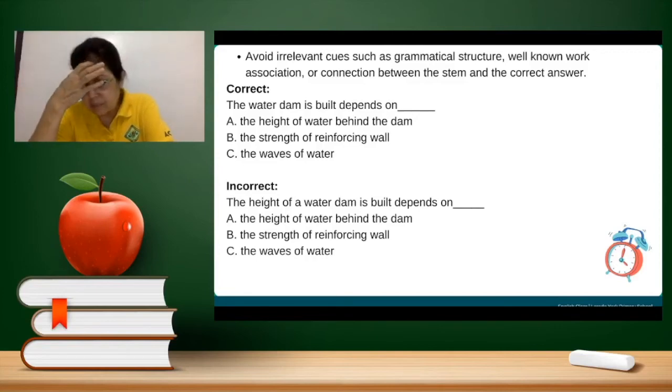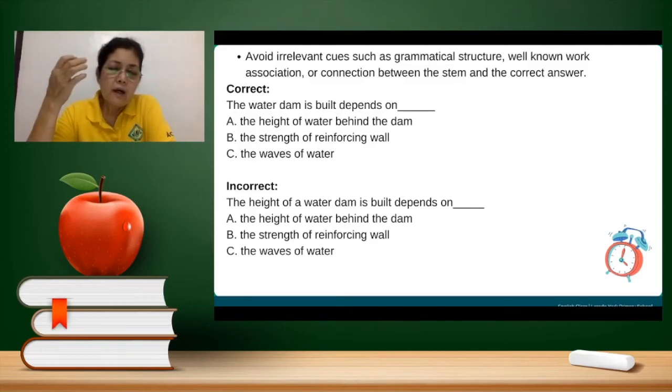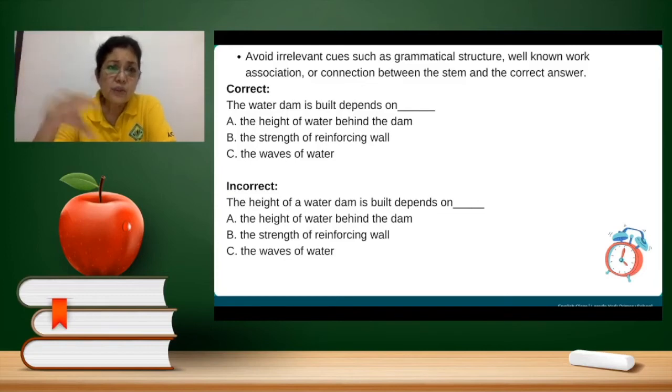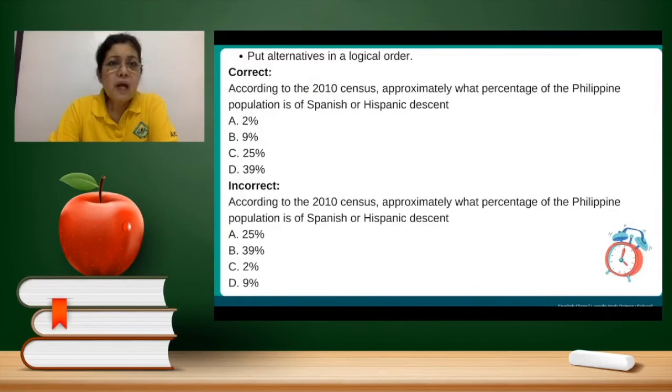Grammatical structure: sometimes when we are using an article like a or an, it will also give a clue to which should be the correct answer among the options. So refrain from using such irrelevant clues. Put alternatives in logical order. When we say logical, that means it can be ascending or descending order, or it may be chronological. It depends on the number.